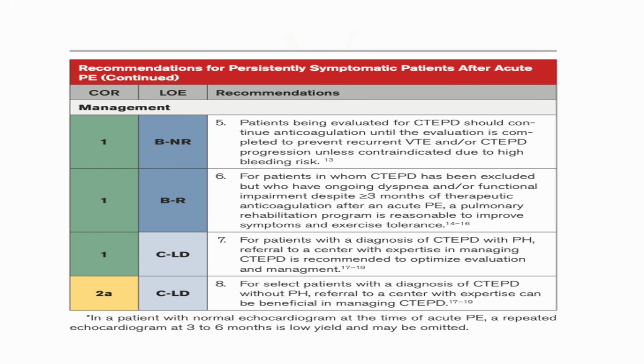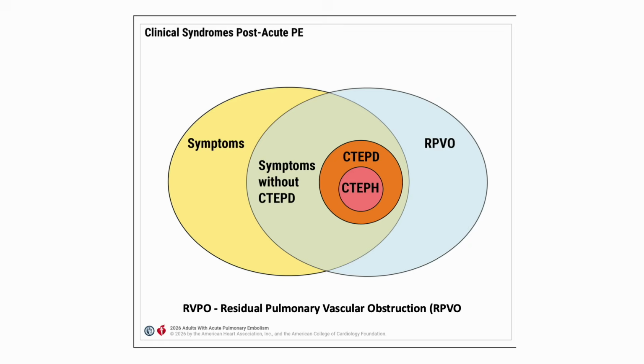And for patients where you've now excluded this but they have ongoing dyspnea and impairment more than 3 months after an acute PE, you should start rehab. You exclude chronic thromboembolic pulmonary disease and start rehab. And for patients with diagnosed CTPD with pulmonary hypertension, we need to refer them to somebody who can manage this together. And for select patients who don't have pulmonary hypertension, again, you should look at a center with expertise.